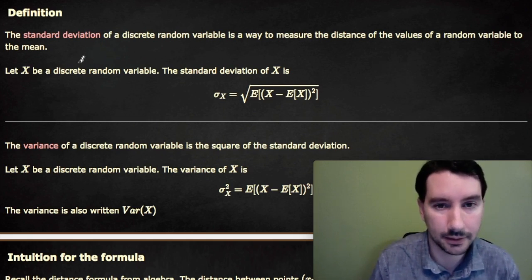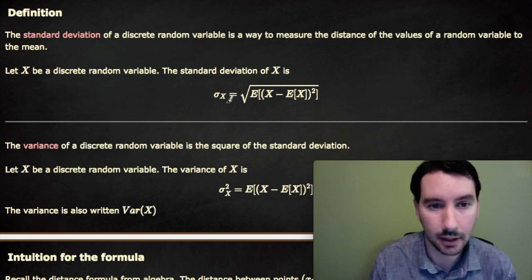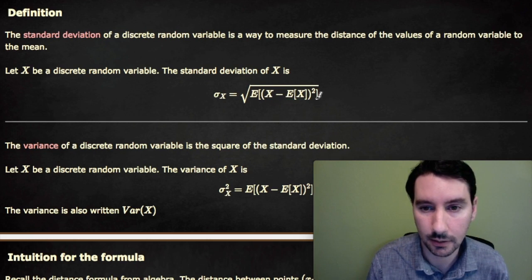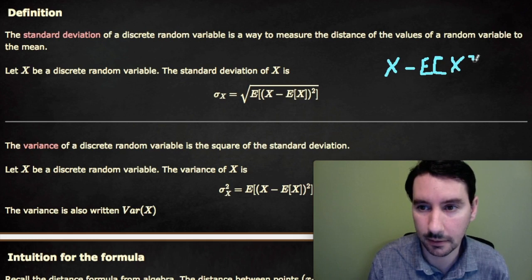So the definition of a standard deviation: the standard deviation of a random variable X is written with a sigma X, and it equals the square root of the expected value of X minus its mean, squared. So in this case, we're looking at the distance between a random variable and its mean. So we take X and we subtract the expected value of X. In other words, we expect X to be this value, say, and X actually equals this value. And then that could be positive or negative, so we're going to square it.